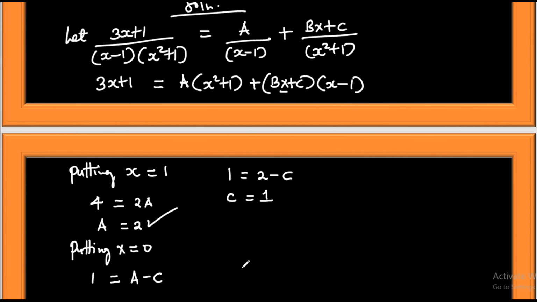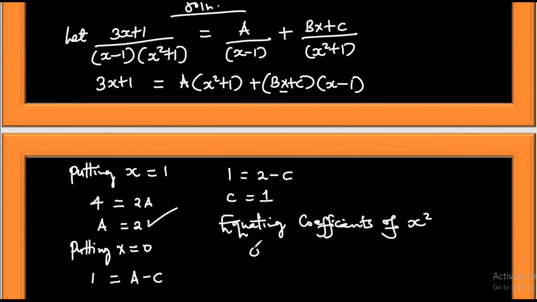Two approaches. We can say equating coefficients. I can look at the term of x with the highest power, which would definitely be x squared. So we can equate coefficients of x squared. On the left hand side, we don't have any term with x squared. That means the coefficient is 0.